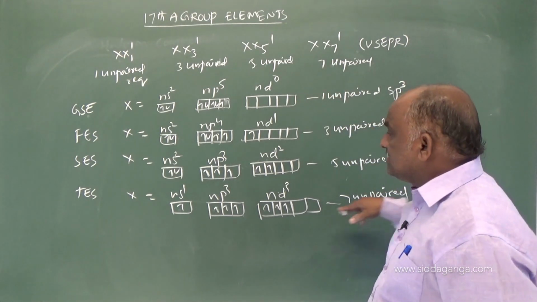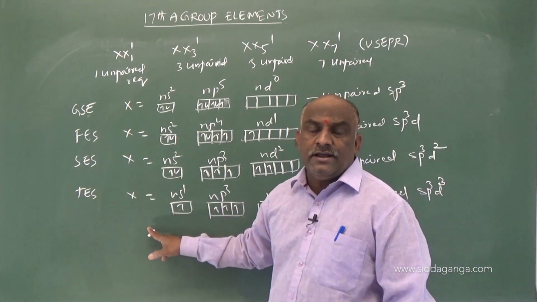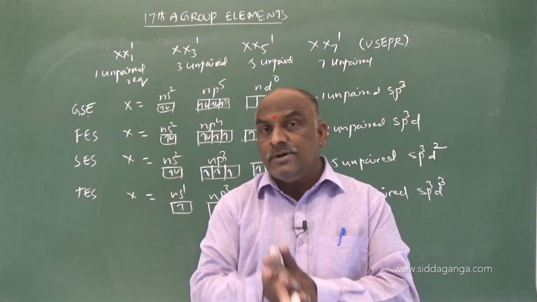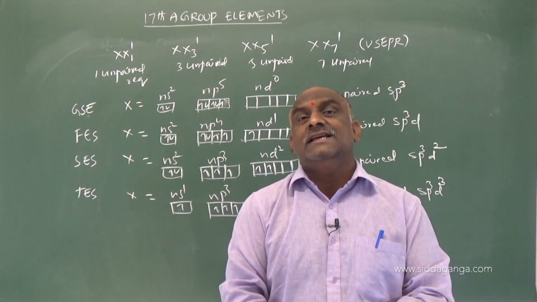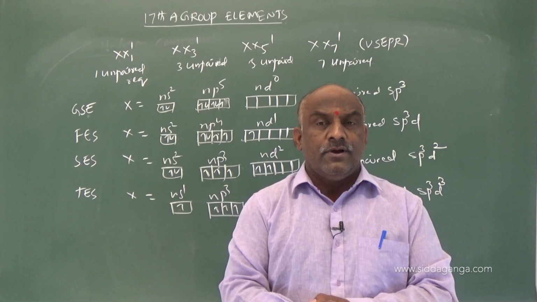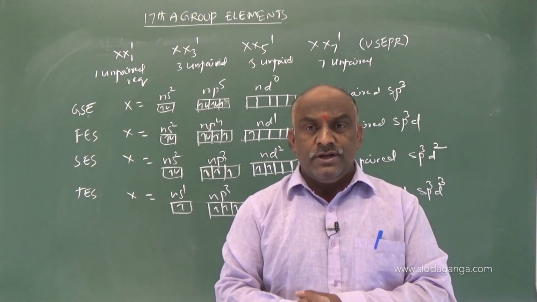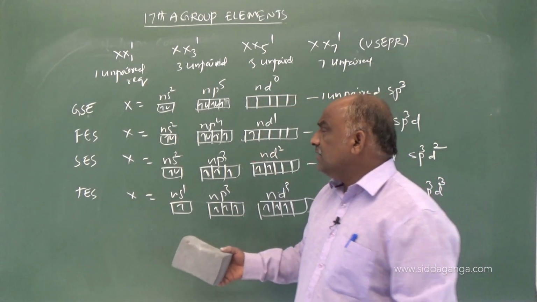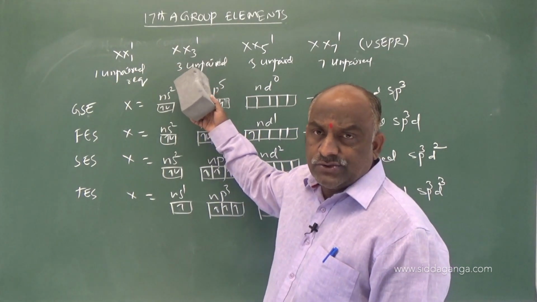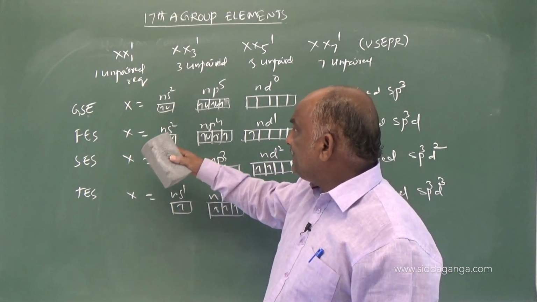sp3d3 hybridization. Here there are no lone pairs. We have to design the geometry of the molecule according to the number of bond pairs and lone pairs. This information is required to explain the shape of the molecules.